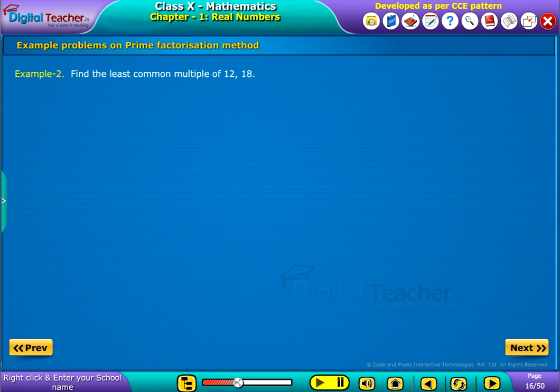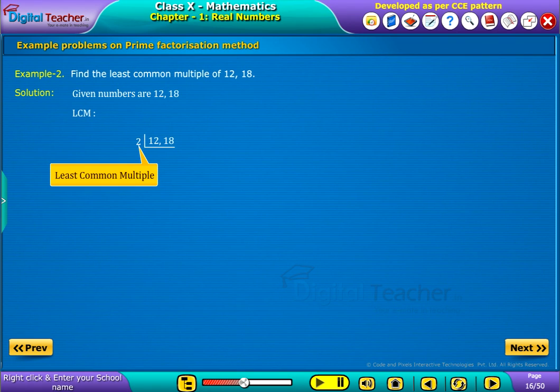Find the least common multiple of 12 and 18. To find the least common multiple of the given numbers, consider the number 12 among the given numbers. It can be written as a product of primes starting with 2. The number 18 can be written as a multiple of 2. The number 6 is further expressed as a product of 2 and 3, keeping the other number unchanged.